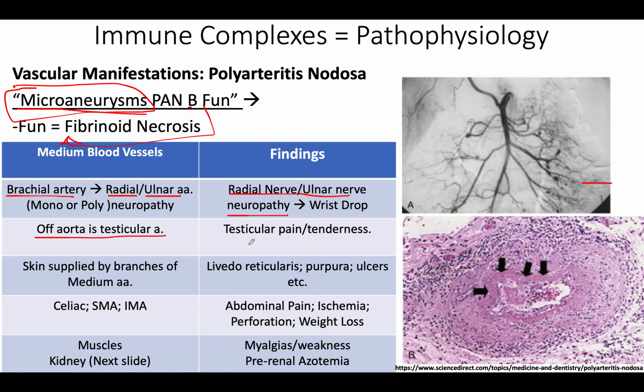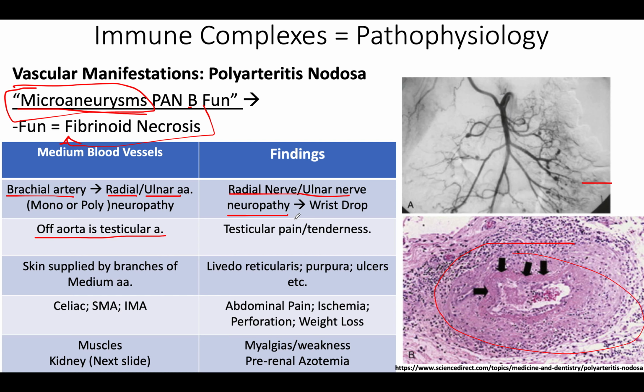And that's why, if you remember in class, we learned about that patient who came in, and they had testicular pain and tenderness and numbness in their scrotum. Well, that makes sense, because the testicular artery is a medium-sized blood vessel, and again, think about that fibrinoid necrosis. It's just clogging up that blood vessel. It's not getting adequate blood supply. Therefore, you're going to get this testicular pain and tenderness, okay?